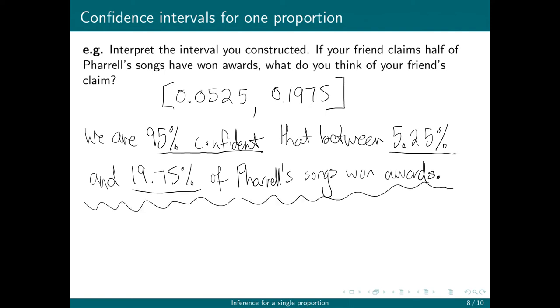Then my friend says that half of Pharrell's songs have won awards. How would I judge that claim? Well, my friend is claiming that the true proportion is 50%, which is nowhere near my confidence interval. If my friend's claim was inside my confidence interval, I would judge that it was a claim that's likely to be true. But since 50% is not even close, I would say that my friend is probably wrong.